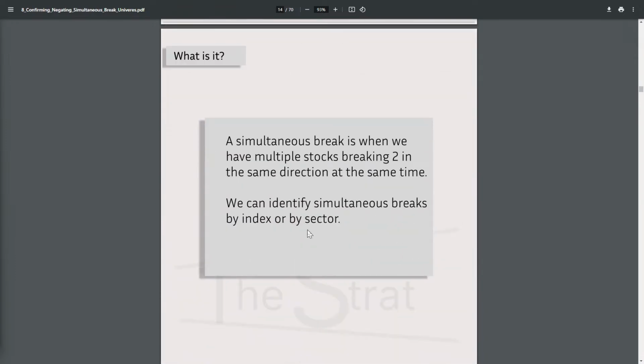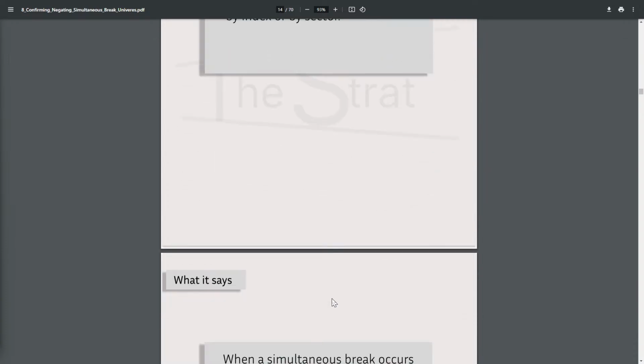So what is a simultaneous break? It is what it sounds like it is. If you know the definition of the word simultaneous, it's many things doing the same thing at the same time, basically. So it's when we have multiple stocks breaking in one direction, breaking a 2 at the same time. And we can identify simultaneous breaks by index or by sector.